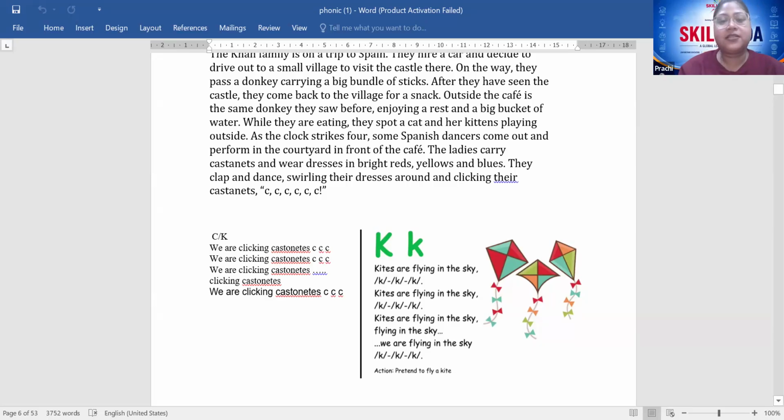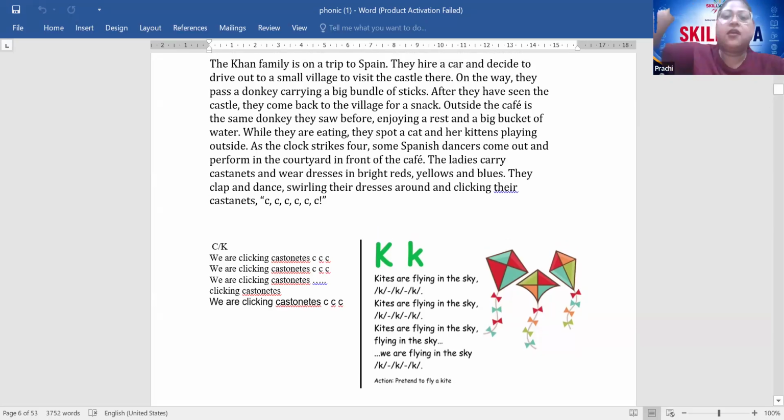So for letter C, you are playing the castanets, k, k, k. And for letter K, you need to pretend to fly a kite, k, k, k. Both the letters have the same sound.